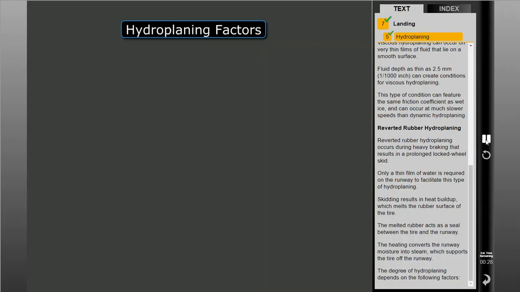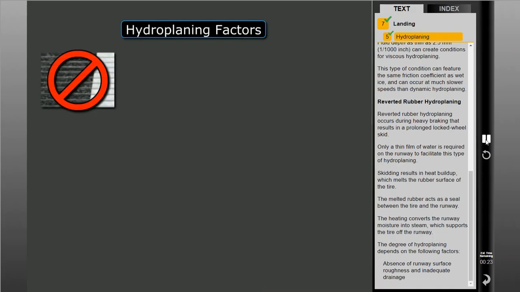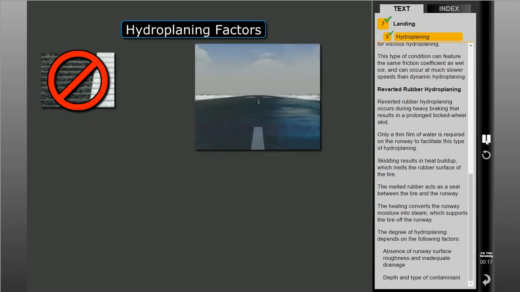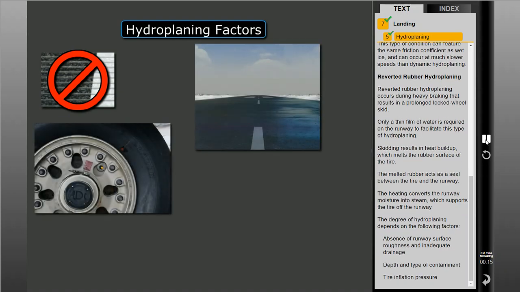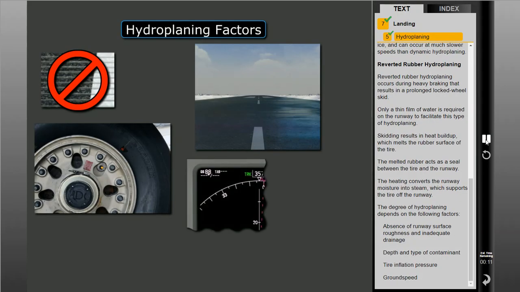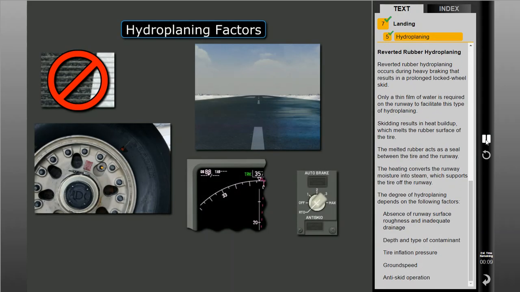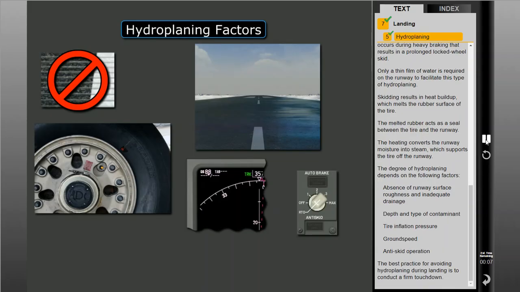The degree of hydroplaning depends on the following factors: absence of runway surface roughness and inadequate drainage, depth and type of contaminant, tire inflation pressure, ground speed, and anti-skid operation. The best practice for avoiding hydroplaning during landing is to conduct a firm touchdown.